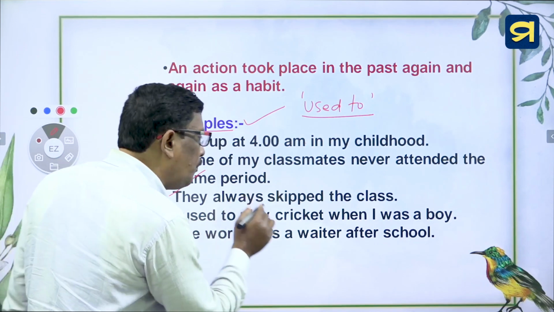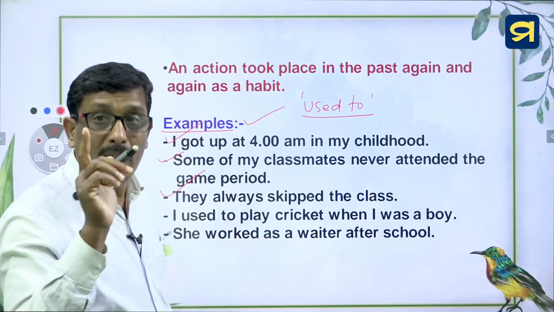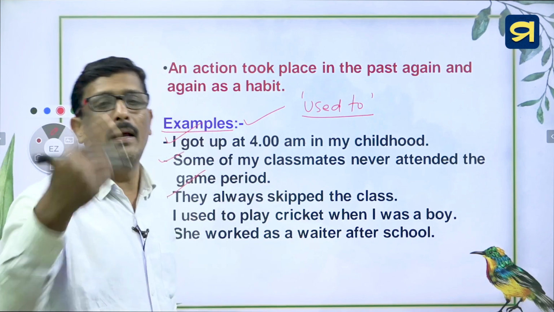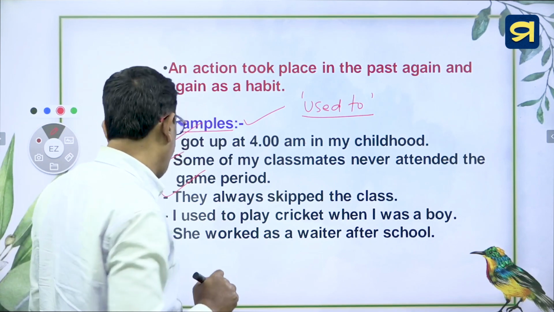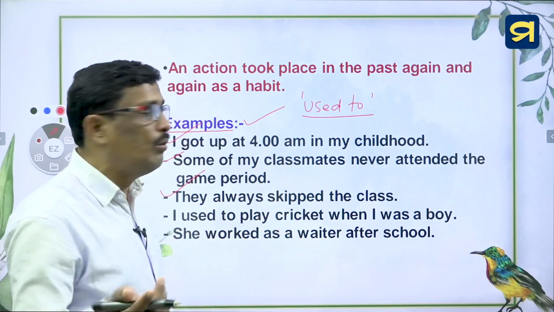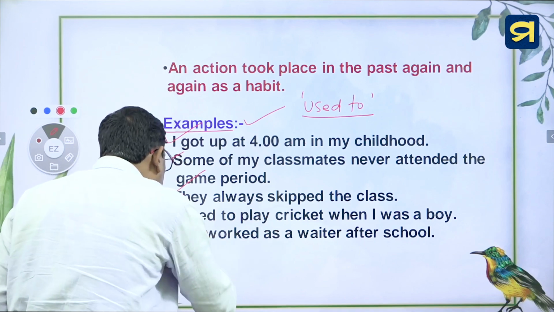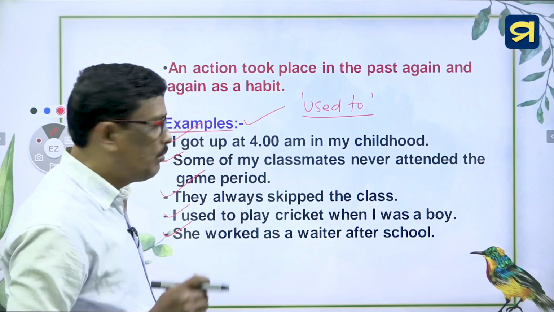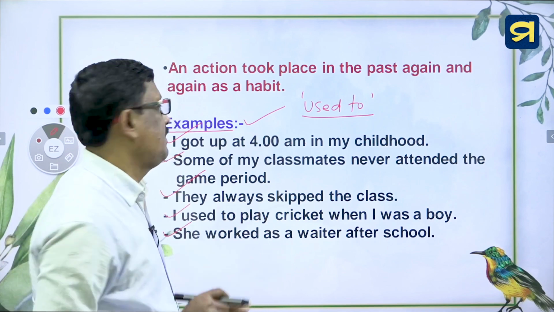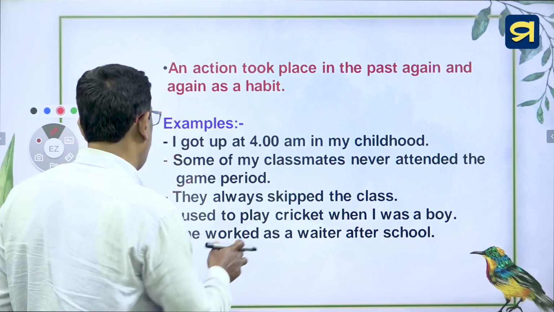I used to play cricket when I was a boy. It was my habit. Playing cricket was my habit when I was a boy. Last one. She worked as a waiter after school. It was her habit. She did it. And that's why the sentence is written in simple past tense. Good. Next.